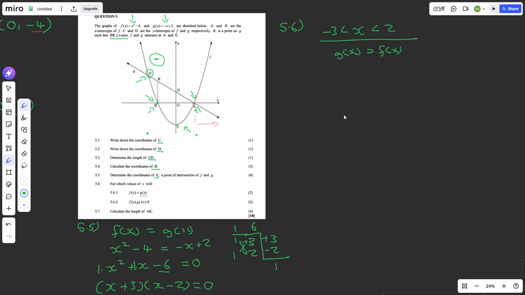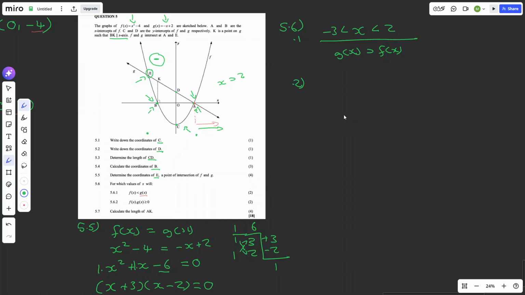If you are asked to find the opposite, where f of x is strictly greater than, then it will be this point here onwards. So it's basically x strictly greater than 2. But hopefully that makes sense. So this is for question 1 from 5.6.